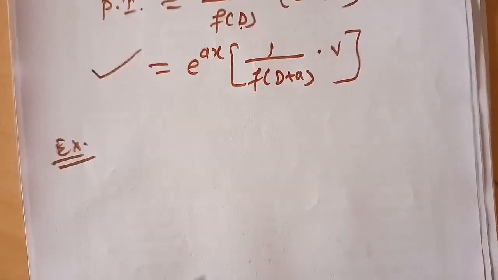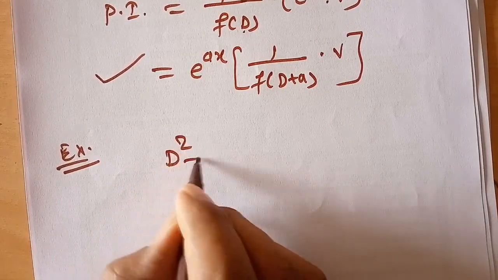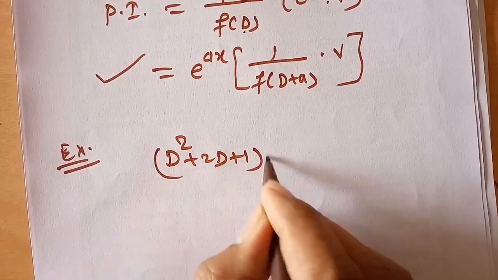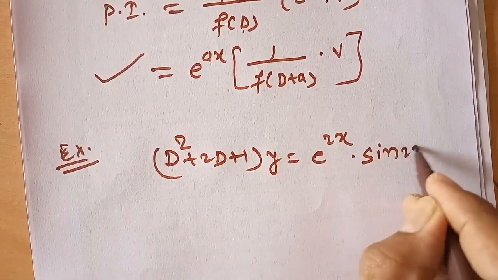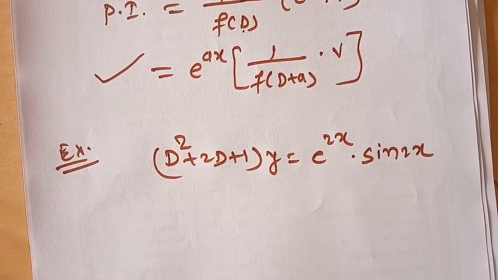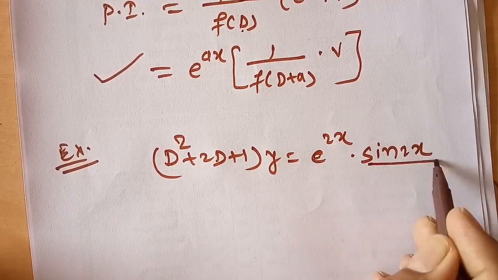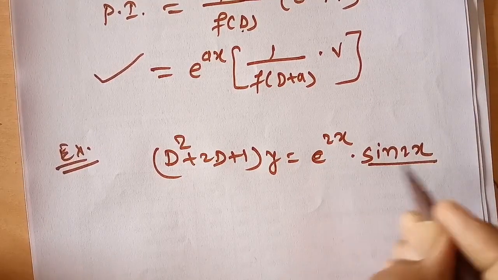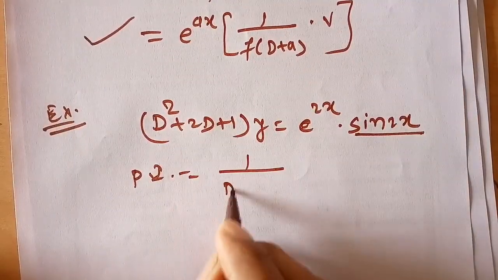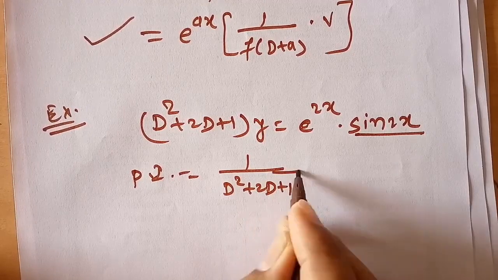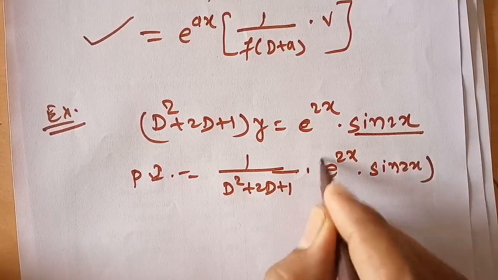Again, this is somewhat simple. If my differential equation is (D² + 2D + 1)y = e^(2x) sin 2x, now this is under the method e^(ax) into V, where V is a function of x. I will write here PI as 1 upon D² + 2D + 1 into e^(2x) sin 2x.